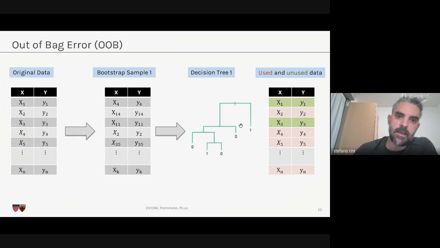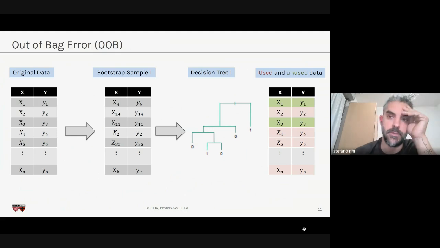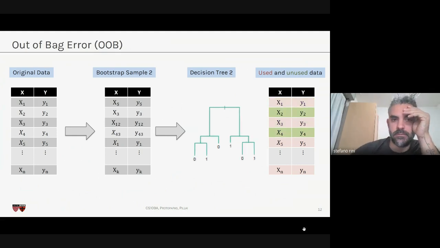Now let's look at the out-of-bag errors. Remember that we start from original data, then we do bootstrapping. So we have a certain subset of samples that we use for training, and then we see the performance of the decision tree over unseen and unused data. Then we repeat this operation again. We select a different subset of samples, we have another decision tree, and then we have other performance over unused and unseen data.